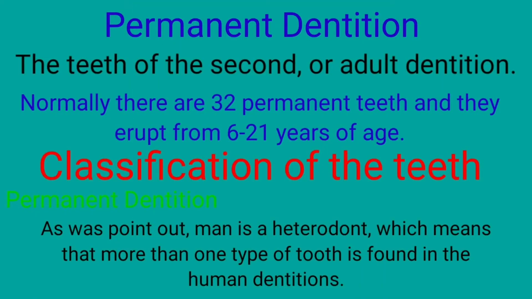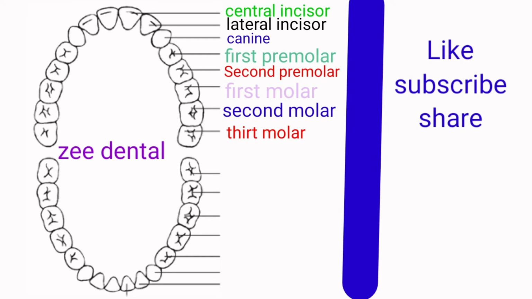Permanent dentition. The teeth of the second or adult dentition. Normally, there are 32 permanent teeth and they erupt from 6 to 20 years of age. Classification of the teeth, permanent dentition. As was pointed out, man is a heterodont, which means that more than one type of tooth is found in the human dentition. Viewers, in this picture you can see the example of permanent dentition.